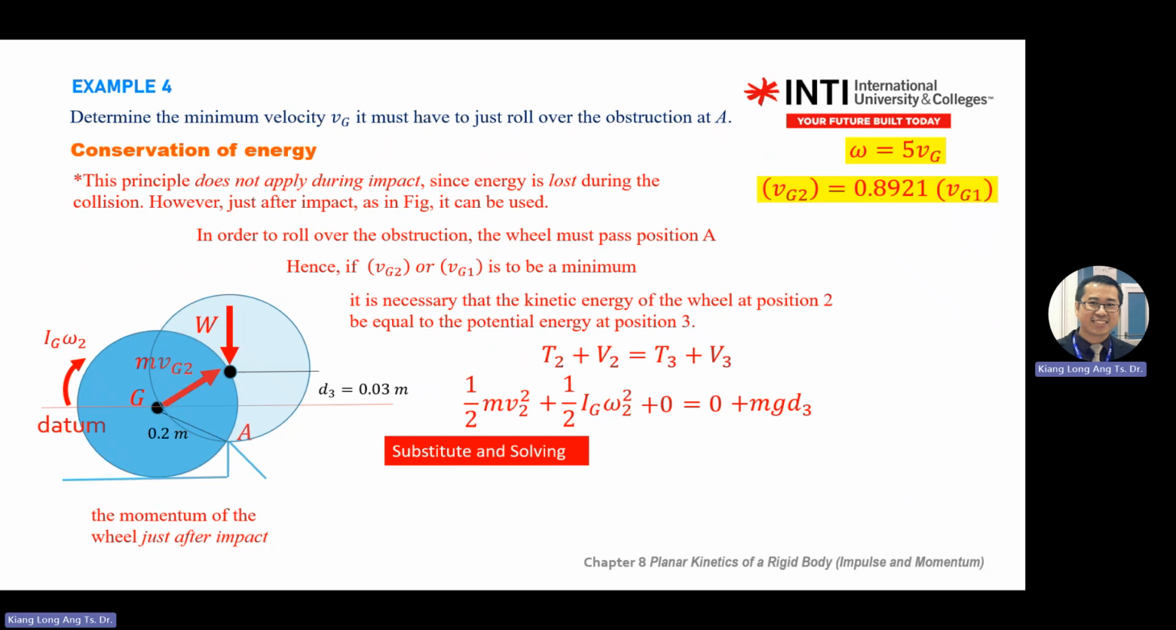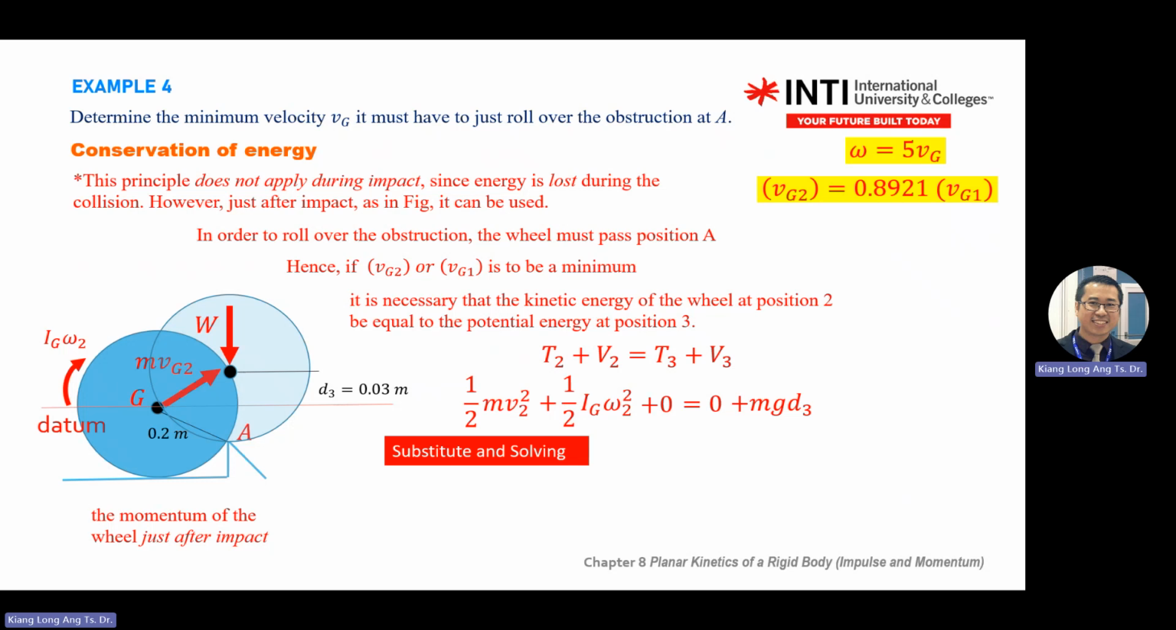So before, at the datum, your mgh will be 0. Okay, this one will be 0. So your kinetic, remember kinetic, you have half mv square and half I omega square. This is on a rigid body. When you rotate, you have another kinetic energy, half I omega square. The potential is 0 because it's at the datum, mgh with h equal to 0.